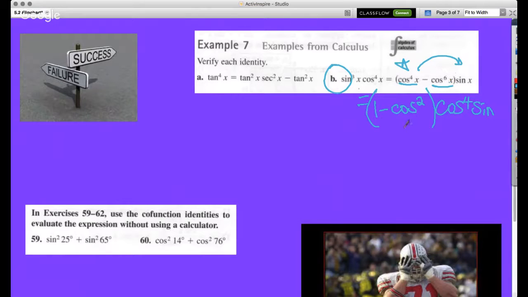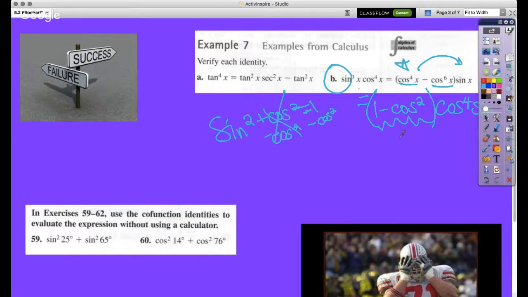So when I took out a cosine to the 4th to the outside, I'm left with 1 minus cosine squared. Well, I know that this is an identity. If I remember, my identity is sine squared plus cosine squared equals 1. If I subtract cosine squared on both sides, what I have now is sine squared equals 1 minus cosine squared. So in place of 1 minus cosine squared, I could put in sine squared.